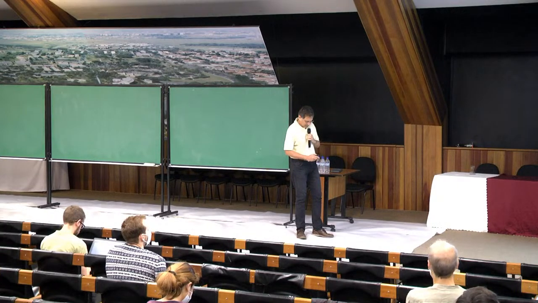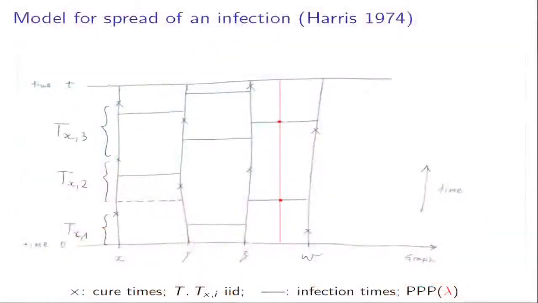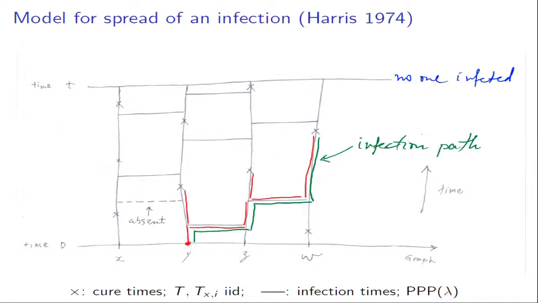The Poisson process for the bonds has rate lambda, and this lambda will vary. The larger the lambda, the easier it is for the infection to spread. So let me tell you how things work. What's the mechanism for the spread of the infection? Suppose you have this individual here at y, sick at time 0.